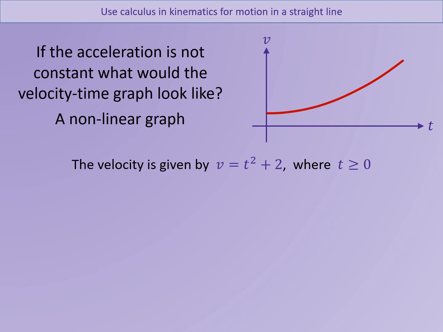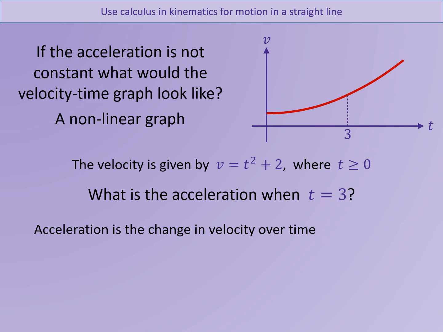In this curve, the velocity is given by v equals t squared plus 2 for t is greater than or equal to 0. This means if we want to know the velocity at a certain time, we can substitute that value of t into this equation. If we want to know the acceleration at a particular time, we need to find an expression for acceleration. We know acceleration is the change in velocity over time. So we could find the gradient of the tangent at that point.